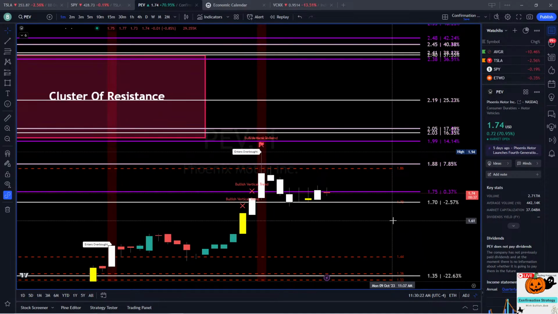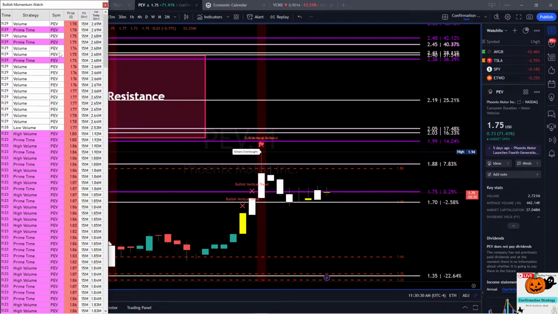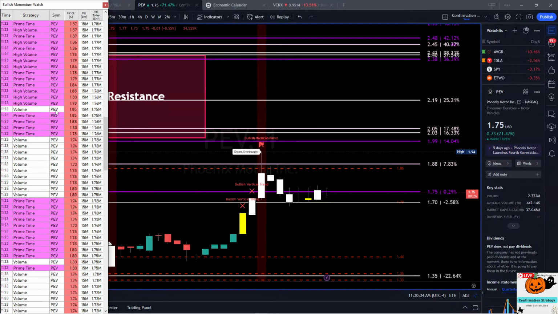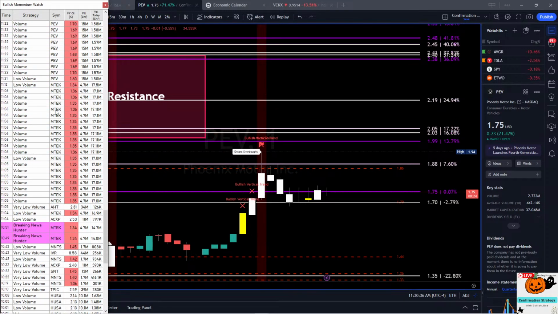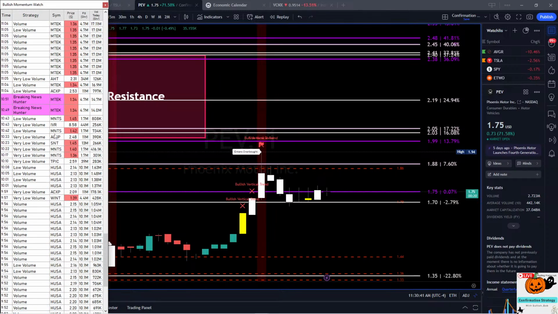So if I'm trading my strategy, I'm looking for bullish momentum. I'm looking for confirmation, right? So that's why we have this scanner that is designed to look for that fast and eliminate the BS. So if I scroll down on the scanner, you'll see there's not a whole lot of other alerts other than PEV. We've got some here on MTEK, which we can take a look at.